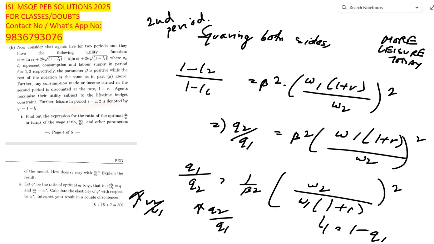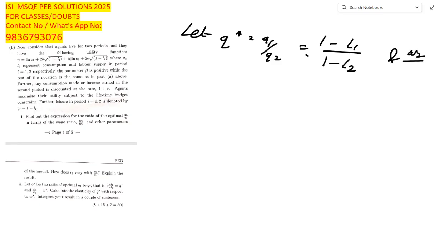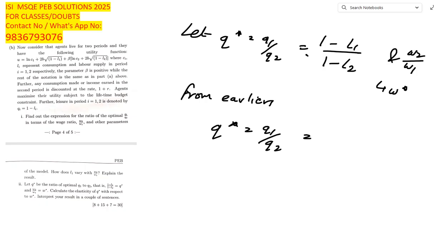More leisure today, and shifts labor supply to the second period. Now we will go with the second and final part. Let Q star be Q1 by Q2, that is 1 minus L1 by 1 minus L2, and W2 by W1 is W star. So, from earlier, Q star is Q1 by Q2, that is 1 by beta squared multiplied by W star inverse and 1 plus R squared.